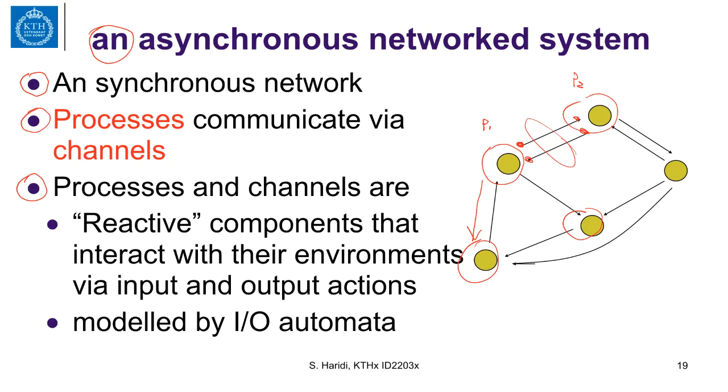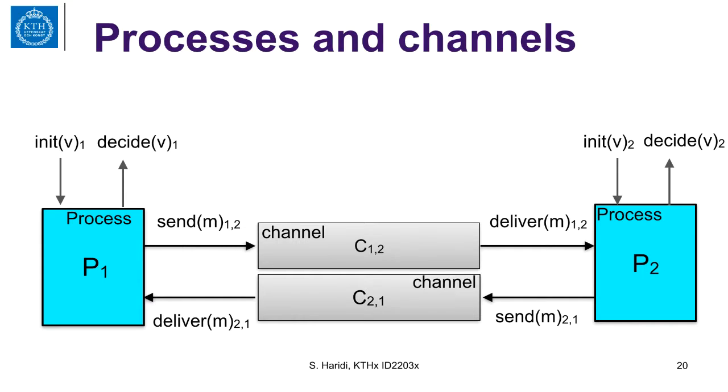So processes and channels are reactive components that interact with their environment via input-output actions. That's what we are going to show. And they are modeled by input-output automata. So here we have our automata. We have 4 automata, process P1 and process P2, and then we have 2 directional channels, one from P1 to P2, which transfers messages from P1 to P2, and one which transfers messages from P2 to P1.